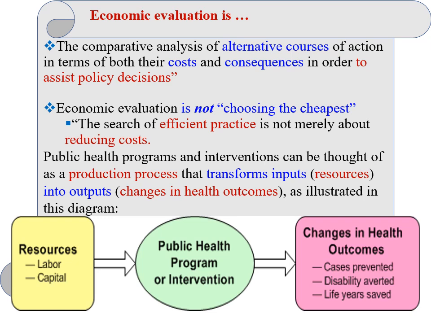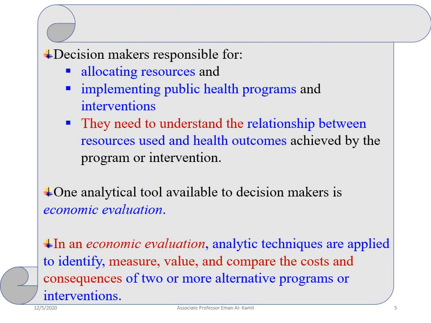So input to process, and the outcome, which is the output, such as cases prevented, disability prevention, or life saving, the prevention of death, for example prevention of different health problems, improvement in the health of the people. All of these are considered outcomes of a health intervention.